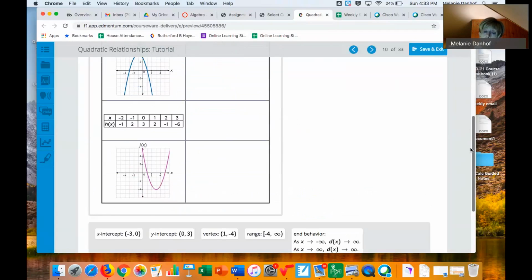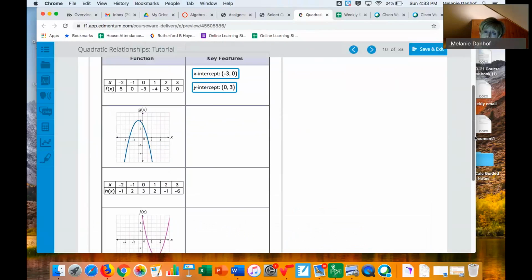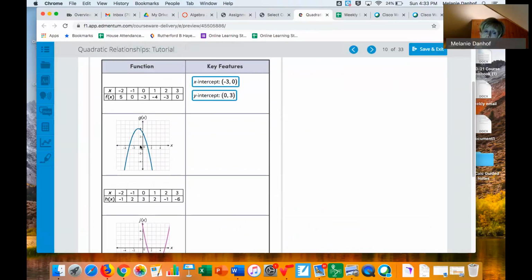When I was going through this originally, on this graph, it says that the end behavior is this. It is not true. If we look at this graph, as x goes towards -infinity, our graph is going downward. So as x approaches -infinity, our graph goes to -infinity. As x approaches positive infinity, our graph is going this direction, so it approaches -infinity.